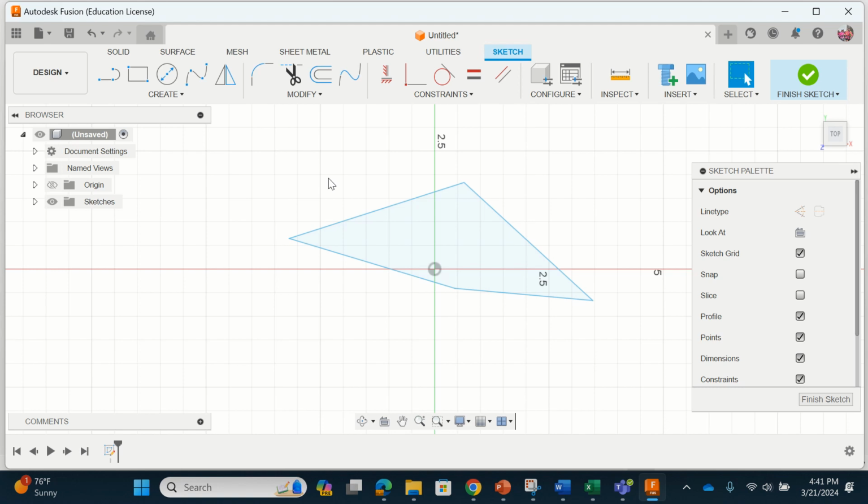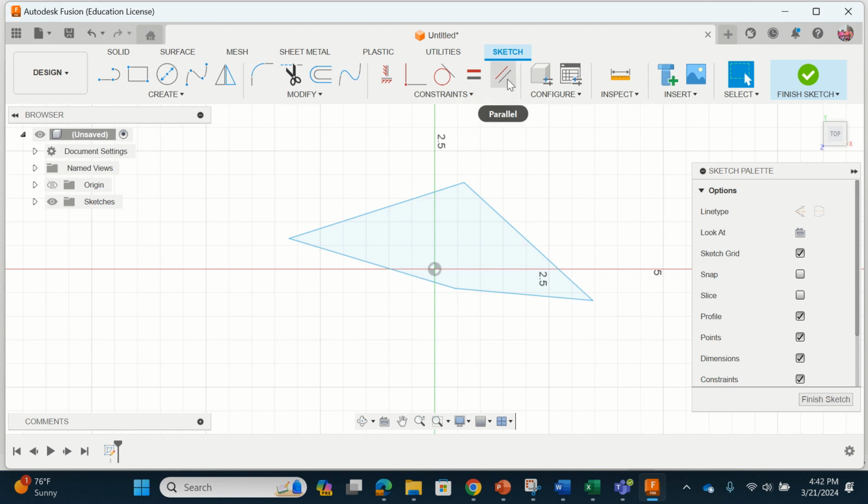To make this quadrilateral into a parallelogram, we will use the definition of parallelogram, which is a quadrilateral with opposite sides parallel. That means I need this segment right here to be parallel to this one down here, and I need these two to be parallel as well.